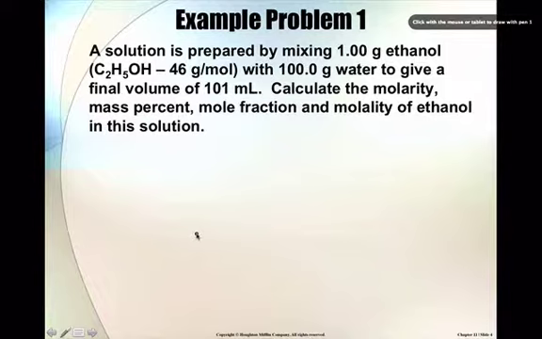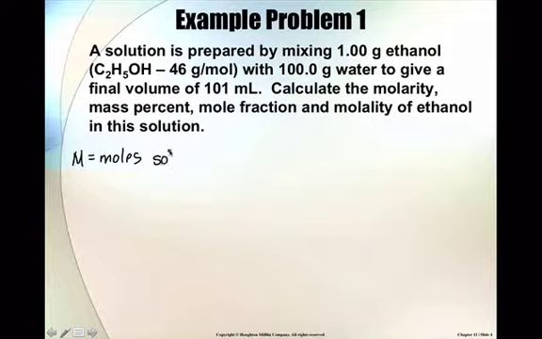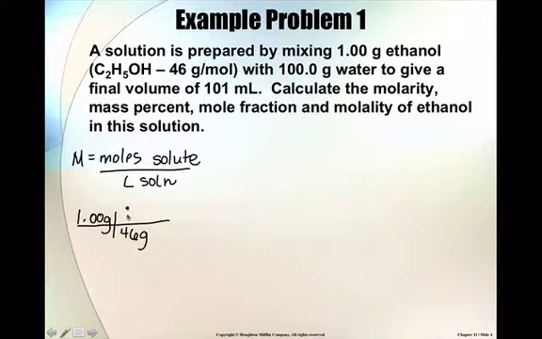Calculate the molarity. That's where we're going to start. So the first thing we need to remember is molarity is moles of the solute over liters of the solution. So the first thing I need to figure out is how many moles of my solute I have. And the solute in this case is the ethanol. So I start with the 1 gram of ethanol, and I do quick stoichiometry. I just use the molar mass that they gave me. I don't have to add it up. So 46 grams is 1 mole.